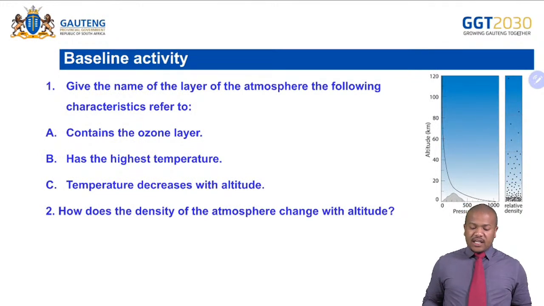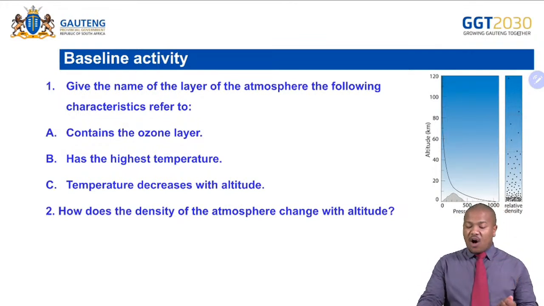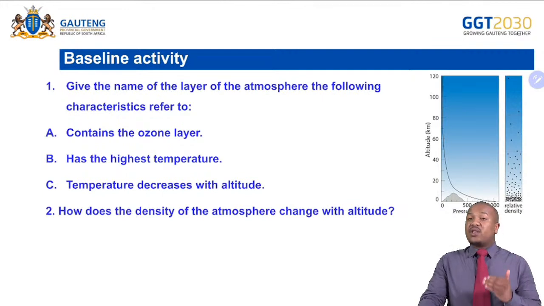Now let's look at this baseline activity, right? This baseline activity has two questions, but number one is a bit stretched, right? So I'm going to give you 4 minutes, but before that, let's go through the questions together. Number one is saying, give the name of the layer of the atmosphere the following characteristics refer to. A, contains the ozone layer. B, has the highest temperature. C, temperature decreases with altitude.